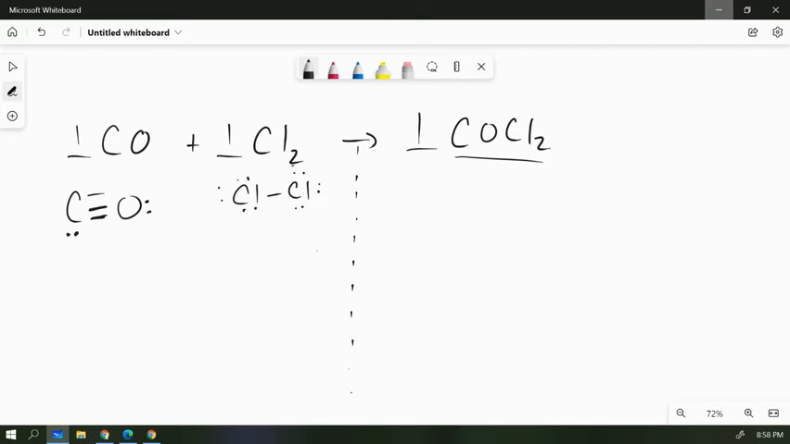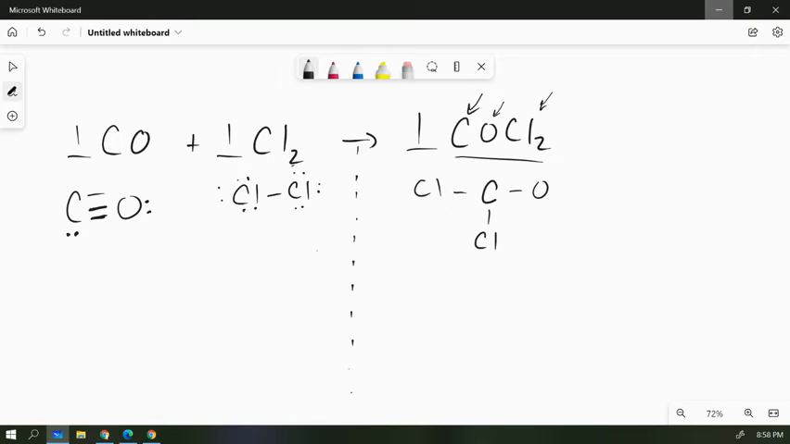Which one's the central atom? Carbon is the central atom because it has only 4 valence electrons and it wants to share 4 times. Oxygen, on the other hand, has 6, so it only has 2 places to share. Chlorine has 7. It only has one place to share. Carbon is our central atom. Let's go ahead and bond an oxygen and 2 chlorines to that.